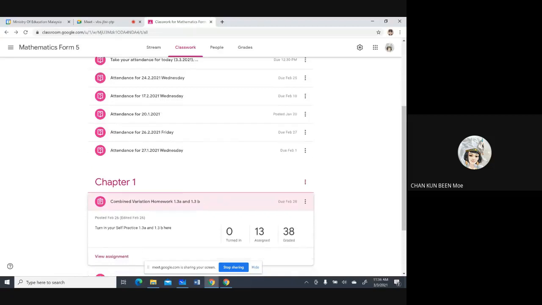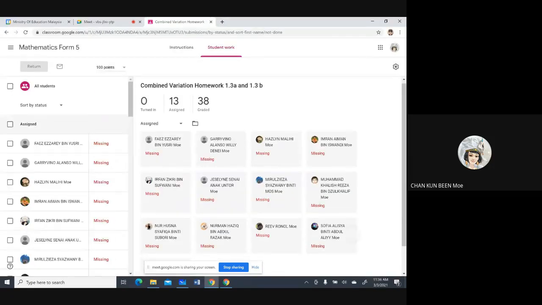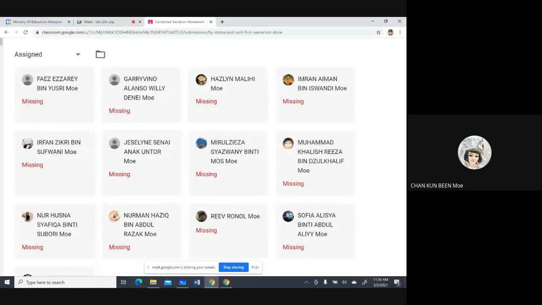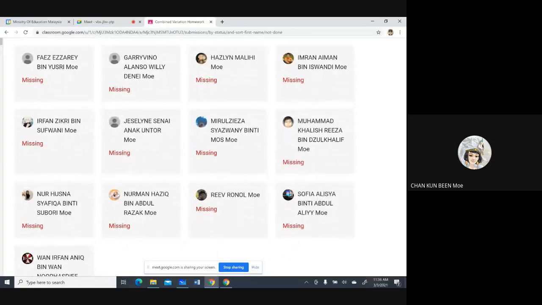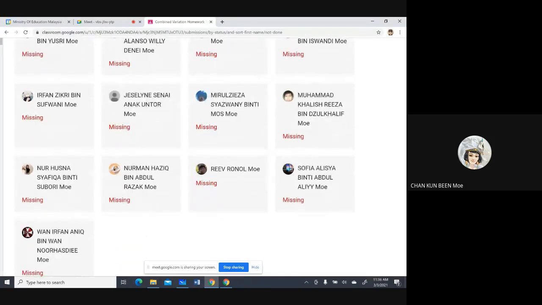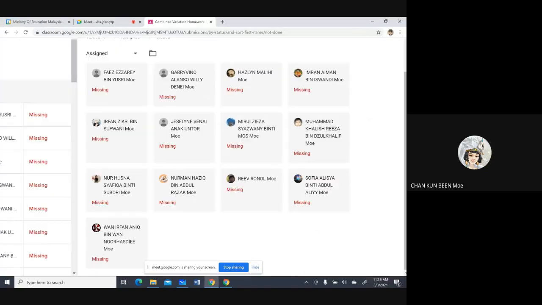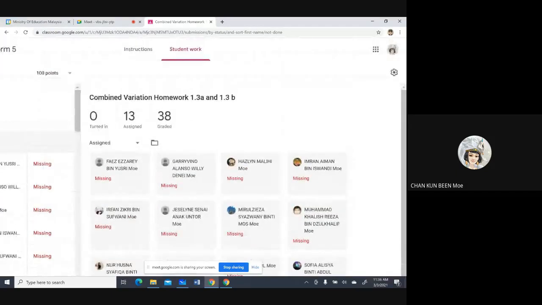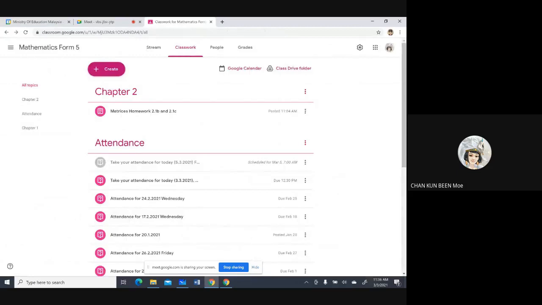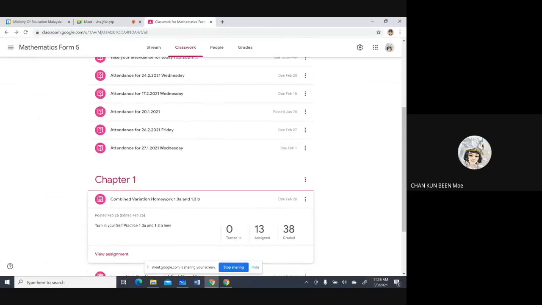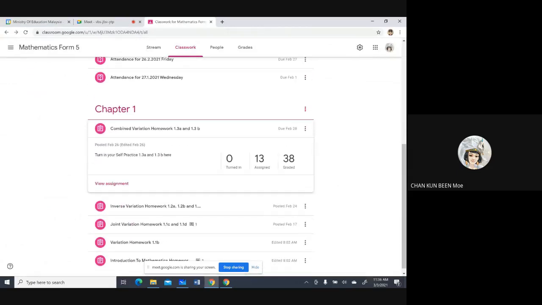And for the previous one, there are 13 of you who haven't handed it in. Okay, these are the names. Faiz, Gary, Haslin, Imran, almost the same people. Irfan, Senai, Ziza, Kalish, Husna, Noman Hazik, Rif, Sophia, and one more Irfan. Please hand in your work by this week. I don't want you to delay it too much, because it will make you more stressful.